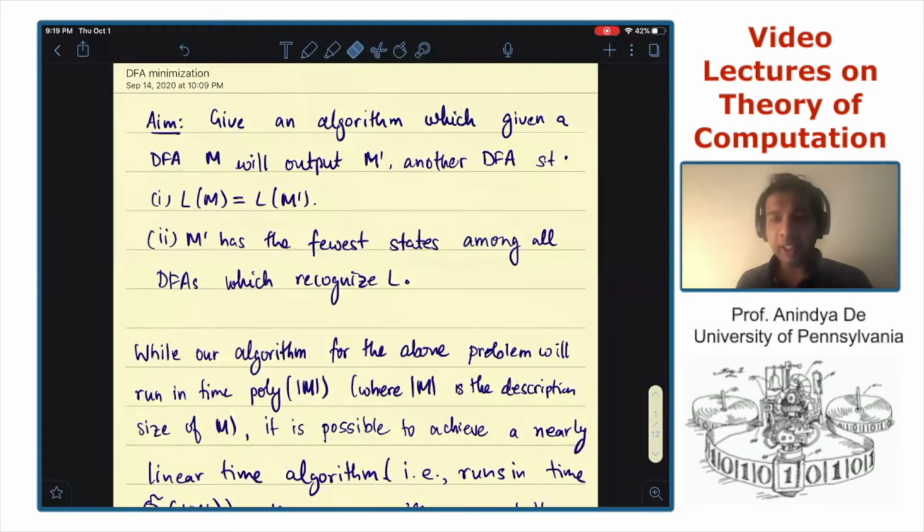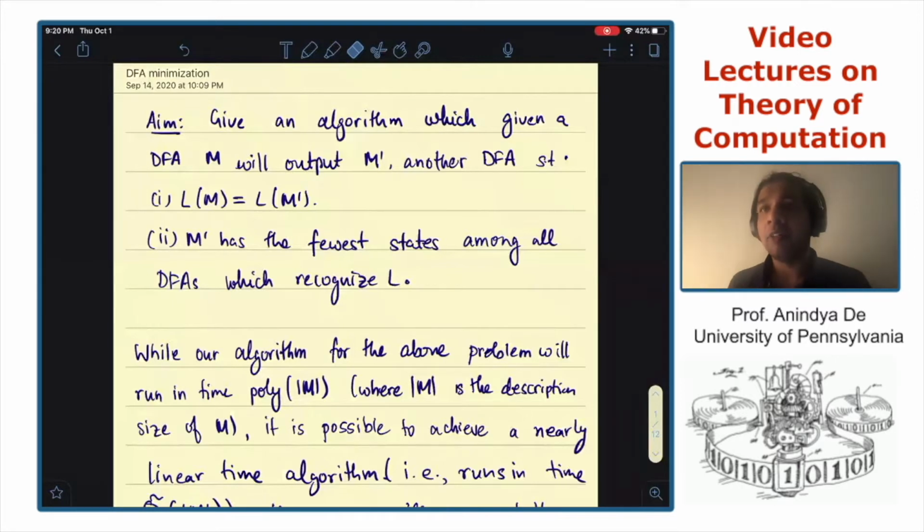Hello everyone. So this is the fourth video in the series of videos talking about the Myhill-Nerode Theorem and DFA minimization. So let's recap what we discussed last time. Last time we saw a central theorem in the discussion of finite automata, namely the Myhill-Nerode Theorem, which gives a characterization of regular languages.